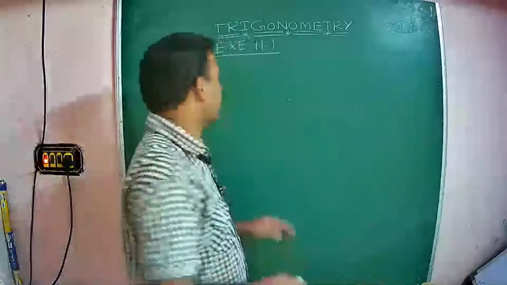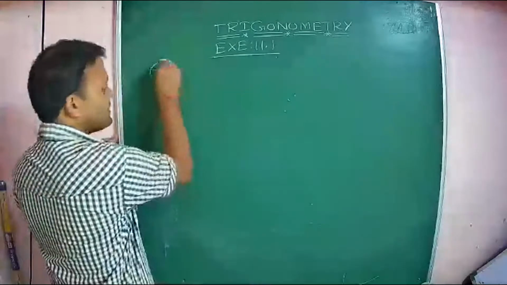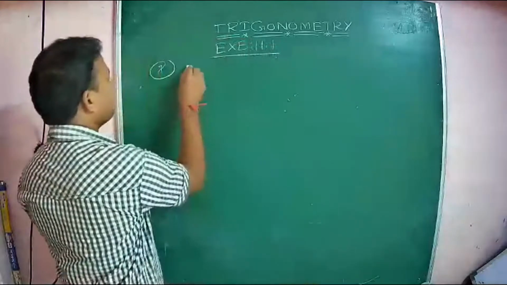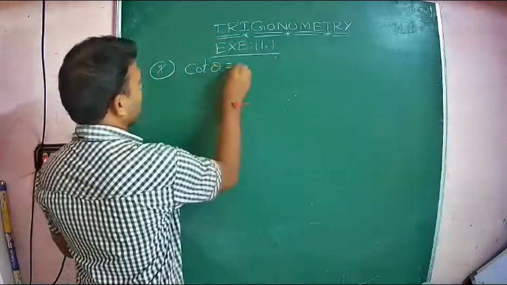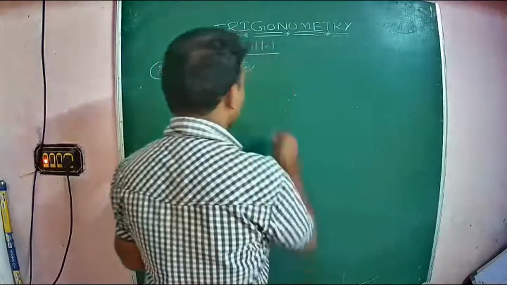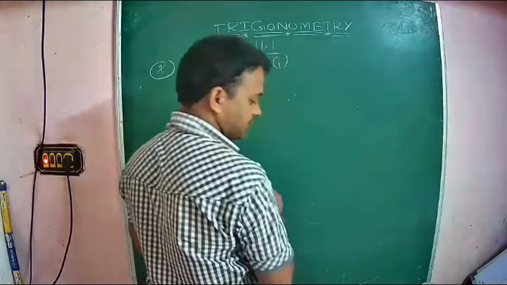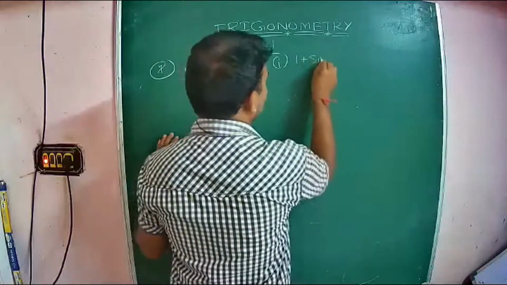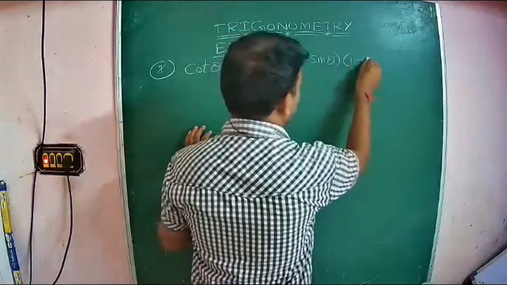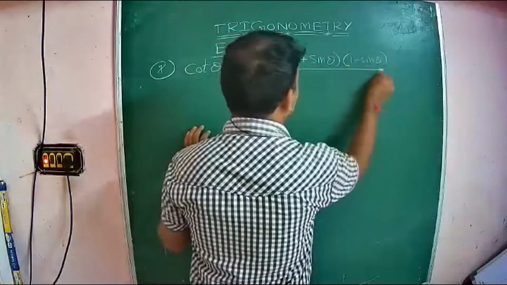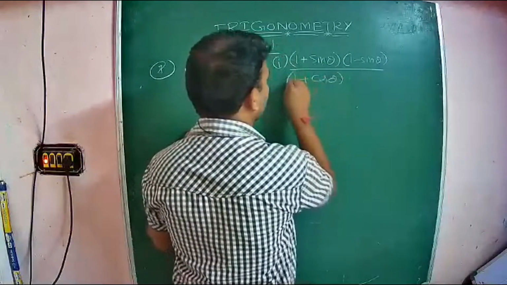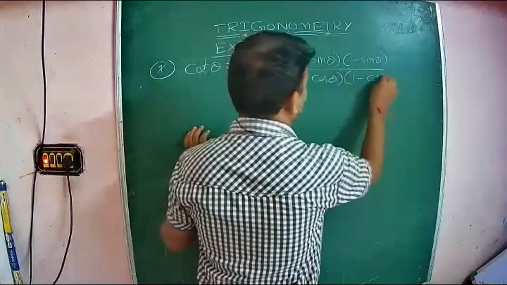So next, the seventh question is: see students, given cot theta is equal to 7 by 8, evaluate the first sum. You need to find (1 plus sin theta) into (1 minus sin theta) by (1 plus cos theta) into (1 minus cos theta).